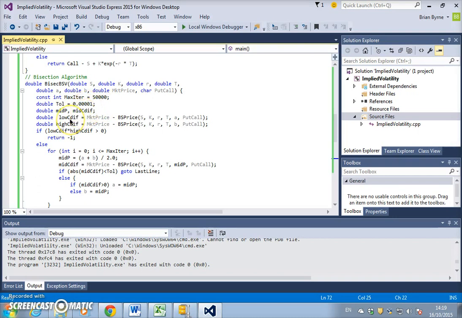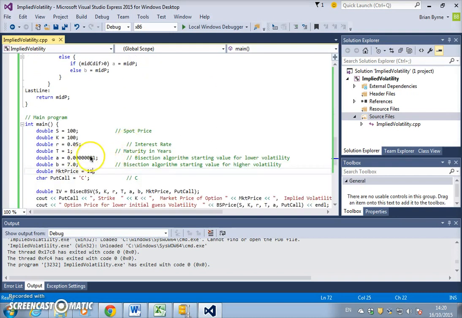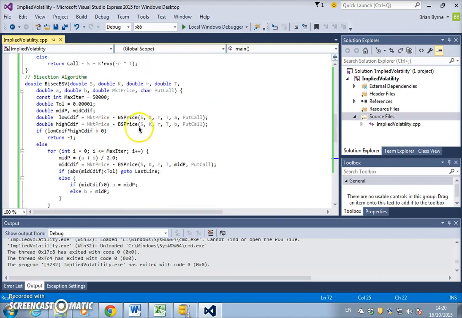And we declare this variable low C diff, high C diff. So in other words, we take the market price of 11 and we take away the Black-Scholes value. And then we take the market price again, 11, and we take the Black-Scholes value, where A is the low, would start off as the 0.00001 and the B is 7. B here is given as a 7, so very, very low volatility, very, very high volatility.